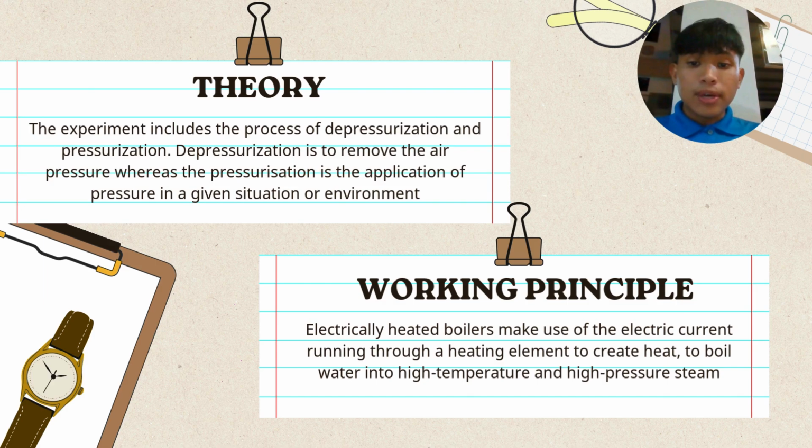Next, the experiment also includes the process of depressurization and pressurization. Depressurization is to remove the air pressure, whereas pressurization is the application of pressure in a given situation or environment. Next, the working principle of the Marcet boiler: electrically heated boilers make use of an electric current running through a heating element to create heat to boil water into high temperature and high pressure steam.